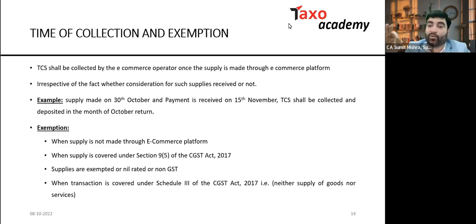So just summarizing, TCS is to create a trail of transactions where the suppliers are trading through the e-commerce platform, and on the e-commerce platform there are petty suppliers who are not supposed to take registration, as they are not reaching the threshold limit of 40 lakhs or 20 lakhs rupees. Although in actual, they are doing transactions on various platforms.